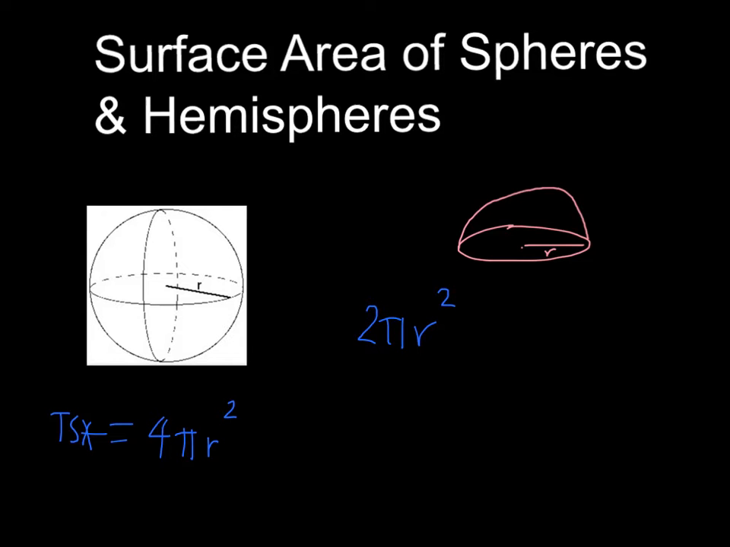But let's not forget, that just gives us the surface area of the curved bit. Let's not forget the circle down the bottom. So the surface down the bottom is a circle. So you need to add to that pi r squared to get the surface area of the whole hemisphere. So the first part here gives you the curved surface at the top of the hemisphere. The bottom part of the formula here gives you the flat circular surface.